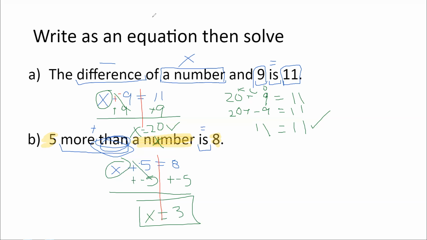I got to double check myself just to be sure because I don't want to mess up. I'm going to take that 3 and I'm going to plug it into my x. Instead of saying x, I say 3 plus 5 equals 8. And since 3 plus 5 does equal 8, I know that that's a true statement, and that is a correct answer.